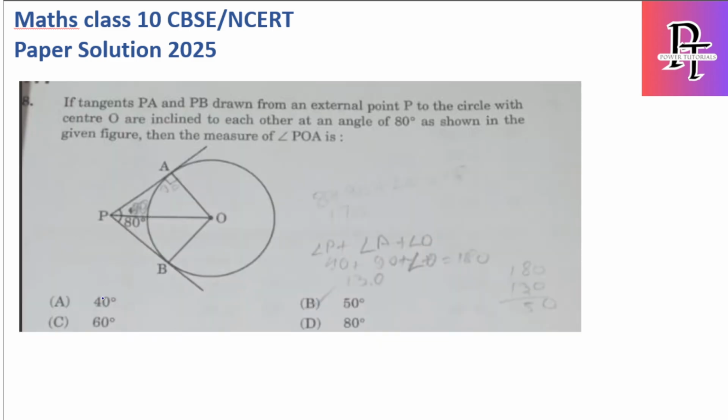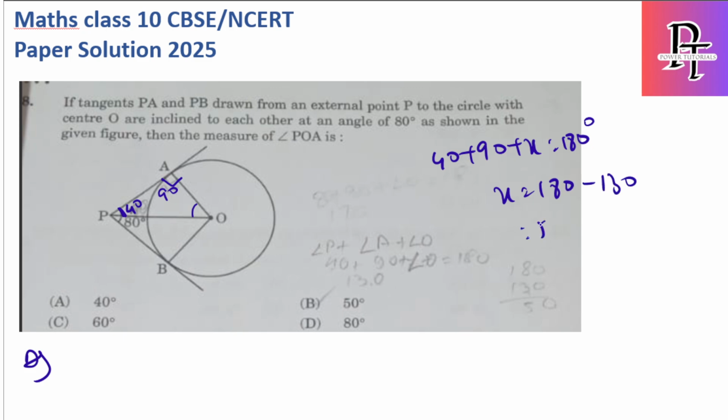So let's move to the 8th one. If tangents PA and PB are the tangents drawn from the external point P to the circle with center O, and they are inclined to each other at an angle of 80 degrees as shown in the figure, find the angle POA. They are asking this angle. I will draw it here itself. This is 90, we already know. The total is 80, so this angle will be 40. So 40 plus 90 plus our required angle is equal to 180. So x will be 180 minus 130, which is 50 degrees. So B is the right answer.